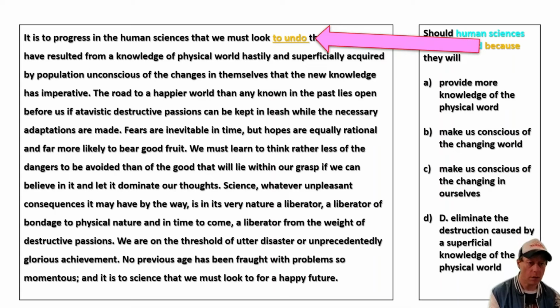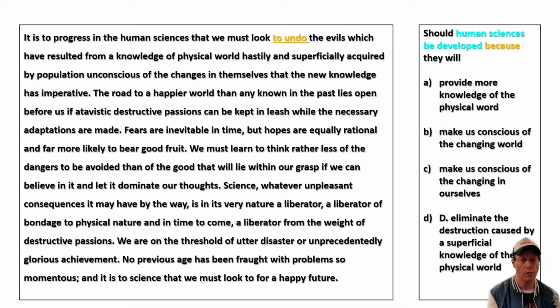Infinitives often indicate the reason. So if I read the first sentence, it is to progress in the human sciences that we must look to undo the evils which have resulted from a knowledge of the physical world. Okay, so it looks like the purpose of the text is to convince people that we must undo the evils of physical sciences.